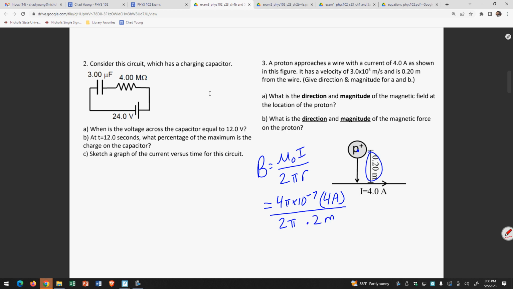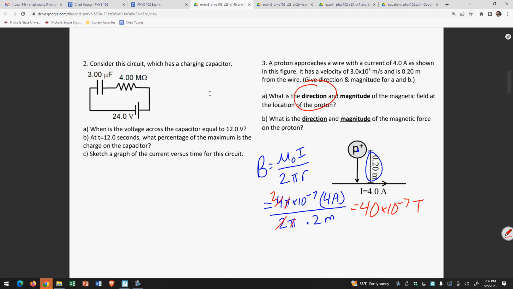I can cancel out a few things. Those pi's go away. This 2 goes away with that. And I get 840 times 10 to the minus 7. That's Tesla. Isn't that right? Yeah. Then I also want to know the direction. So you have to get both of those in order to get it right. This is pretty easy, just plugging in numbers.